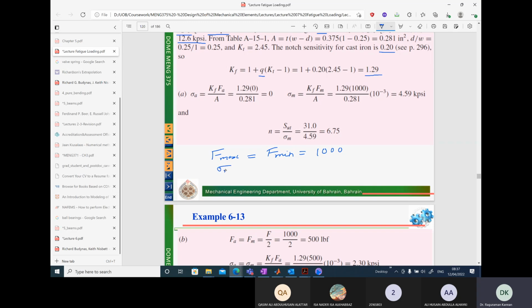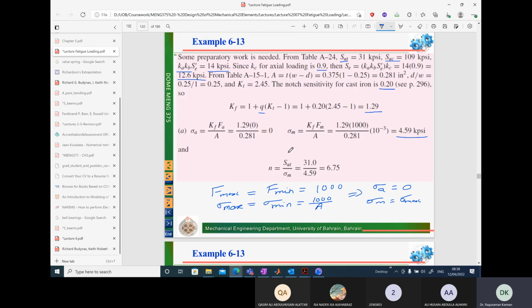That means also my sigma max and sigma min are going to be equal, 1000 over A, whatever is the area of cross section. Max and min are equal, implies what? My sigma A will be, since it is sigma max minus sigma min, amplitude will be 0. Sigma mean stress is going to be same as sigma max or sigma min value. And that is what we have calculated here. The mean stress is there, but the amplitude is 0.